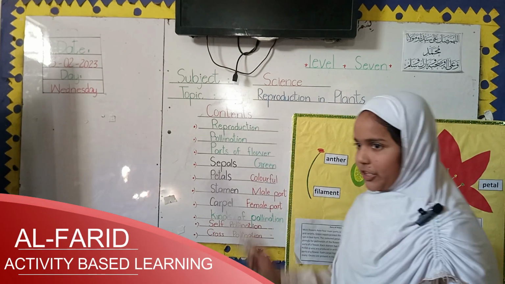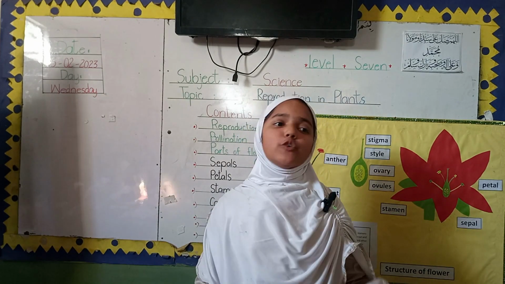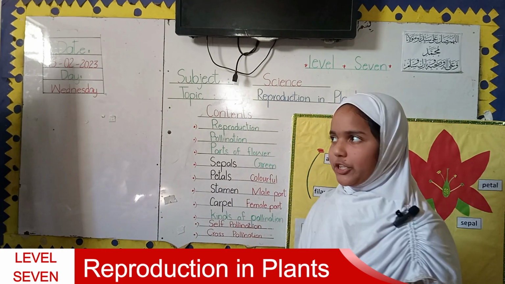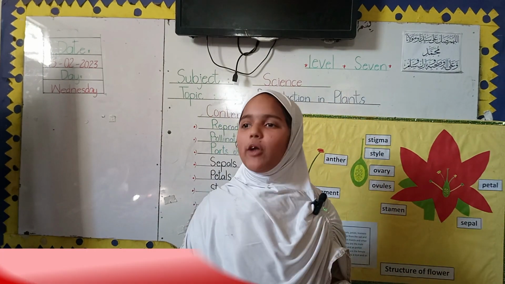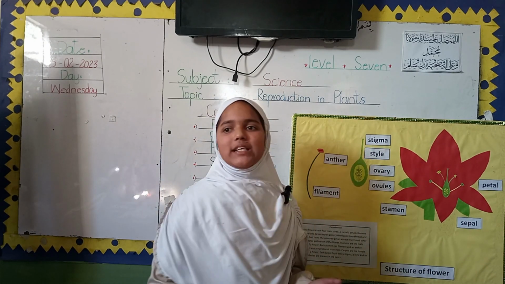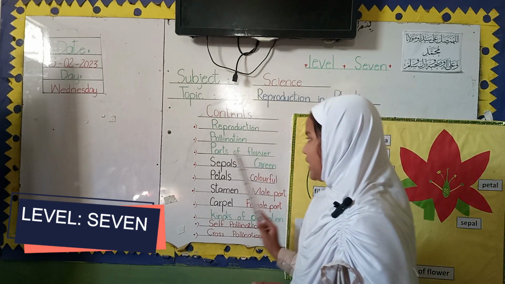First is reproduction. Reproduction is the process by which living organisms produce more organisms like themselves. Second is pollination. The transfer of pollen grains from the anther of a flower to the stigma of a flower is called pollination. Now there are parts of flowers.